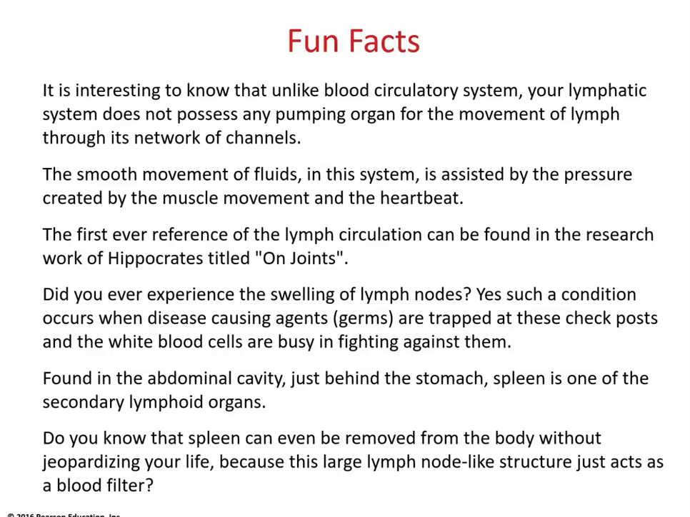They're found in the abdominal cavity just behind the stomach. Spleen is one of the secondary lymphoid organs. Did you know that spleen can even be removed from the body without jeopardizing your life, because this large lymph node-like structure just acts as a blood filter? And one of the things that it houses is monocytes. So it's a large reservoir for monocytes in the spleen.